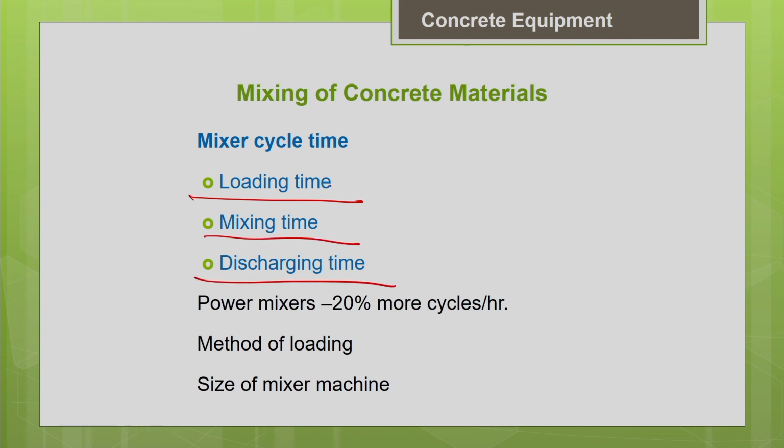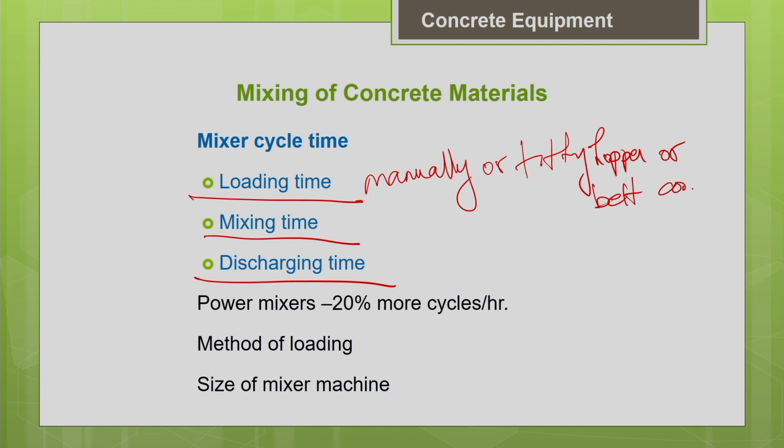So, loading time depends whether you are going to manually feed in the material or you are going to use a tilting hopper for feeding the material, or you are going to use a belt conveyor for feeding the material. So, it depends upon what arrangement you have for loading the mixer machine. Accordingly, your loading time will vary.